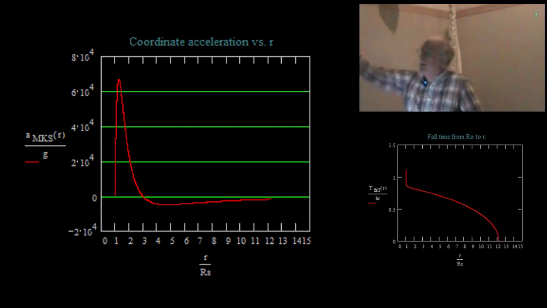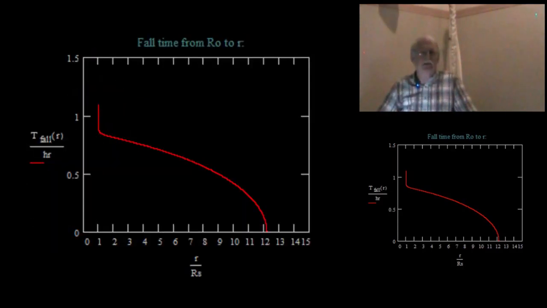But the really important thing is the graph on the right. It doesn't matter what happens at the event horizon, because really a particle will never reach the event horizon until an infinite amount of Earth time has passed. And this isn't just something I think, I mean, it's in all the textbooks.